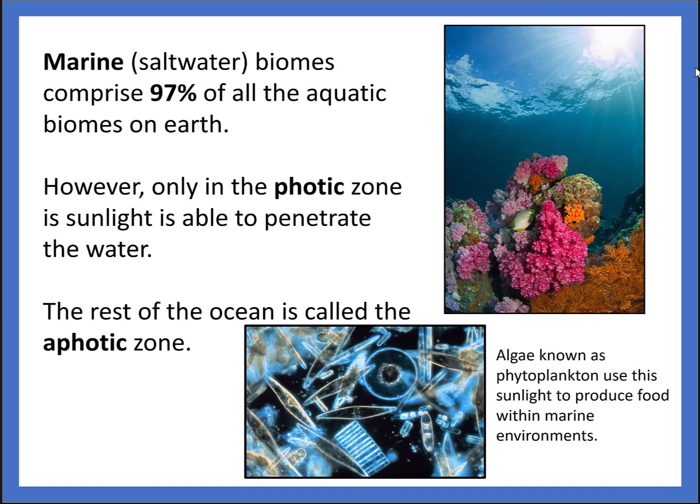So algae, known as phytoplankton, use this sunlight to produce food within marine environments, and they are the beginning of the food chain in that biome. Organisms are going to feed off of the algae, and so wherever the algae are found, wherever the sunlight occurs, that's where a lot of the organisms are going to exist.